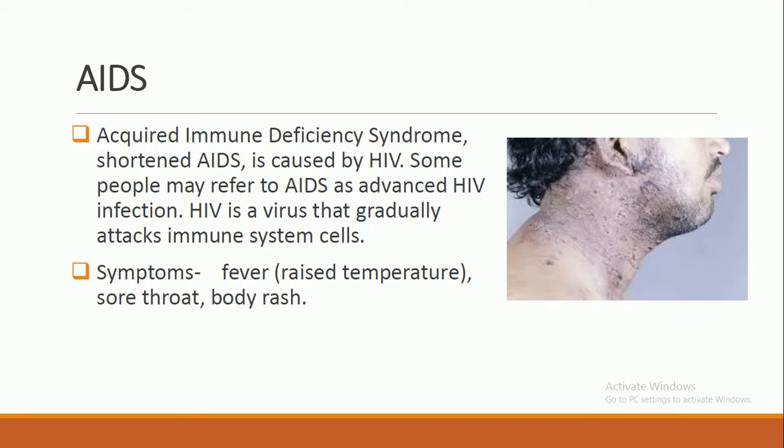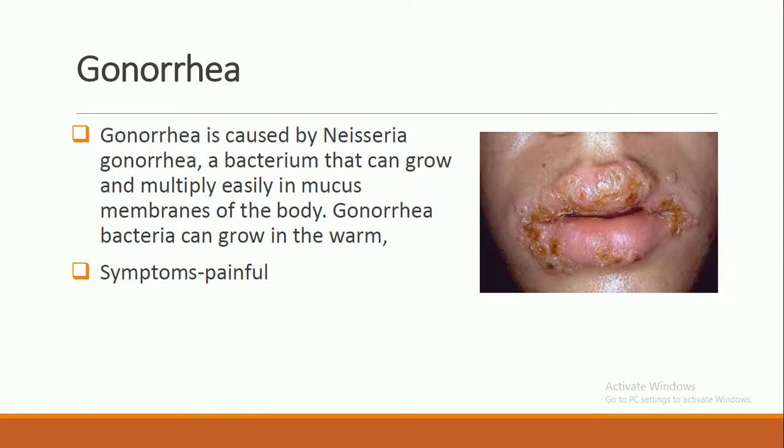If left untreated, it can take around 10 years before HIV has damaged the immune system enough for AIDS to develop. Symptoms: fever, raised temperature, sore throat, body rash. Another social disease is gonorrhea.